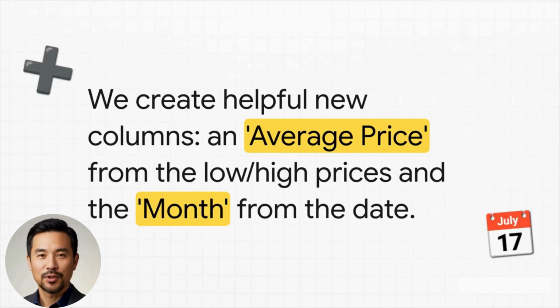Now for step 3, creating new data. This is where it gets fun. We have columns for low price and high price, so we can easily calculate an average price for each entry. We can also look at the date column and just pull out the month. This is how we start to engineer the exact information we need to answer our big question.